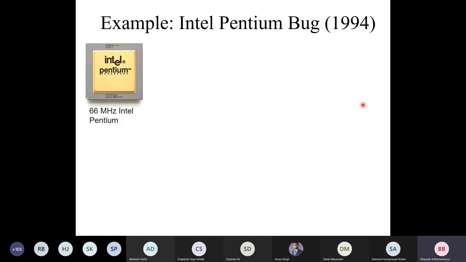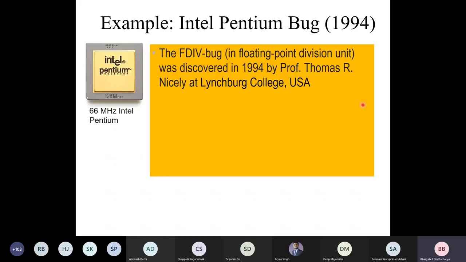Okay, so the story goes as follows. There is a floating point division unit in the chip, which was realized in hardware. Once the chip was marketed and was being used in many different laptops and PCs, while people were using those machines, the flaw was discovered by Professor Nicely at a college in the United States, and then it was found that 4 to 5 million Pentium chips had already been produced with this kind of design bug.